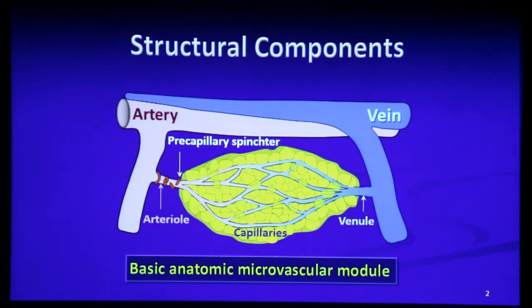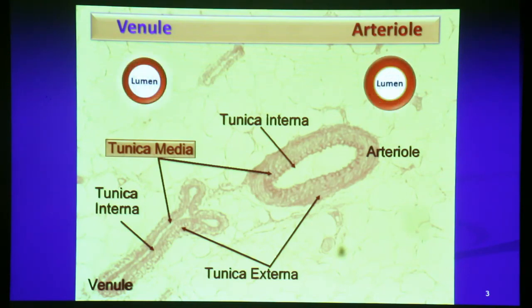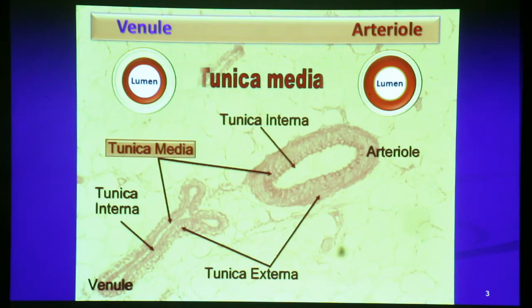Now, what is the difference between an artery or an arteriole and a venule? It is the tunica media coat which differentiates between the two. If you look at them, you'll find that an arteriole has a thicker tunica media, while a venule has a very thin tunica media coat. That's how we differentiate between venules and arterioles.